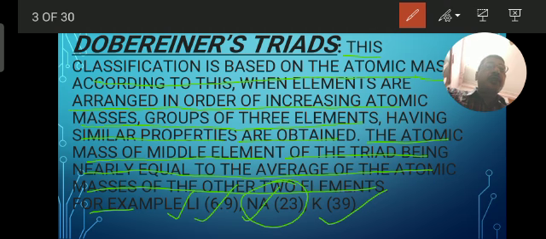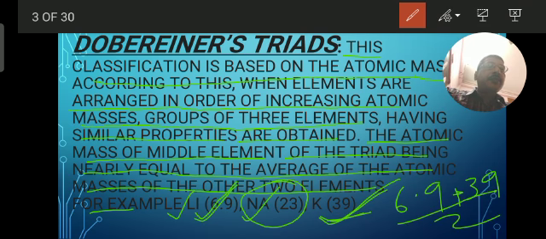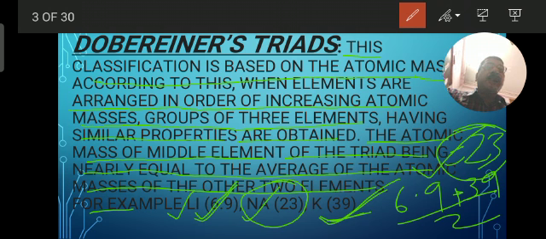We have to find the average of the atomic masses of lithium and potassium: 6.9 plus 39 divided by 2. When we do it, it comes to 23. So this is the average atomic mass of sodium. In that way, Dobereiner helped us find the mass of the middle element of the triad. He gave only three triads. Later on, he was unsuccessful. He could not explain it.